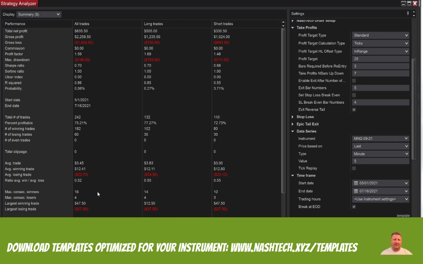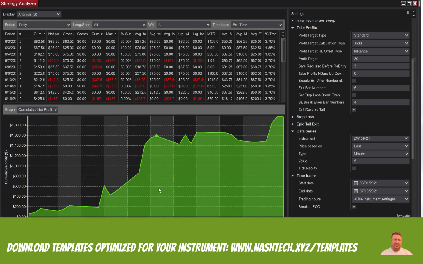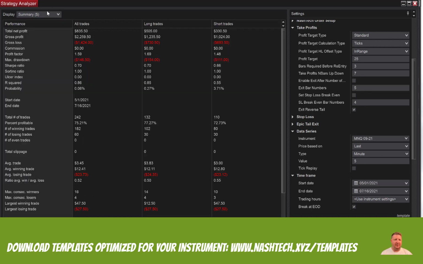I think the MNQ from an equity curve standpoint was next. Well, actually, maybe not. This kind of equity curve, I don't know. It's okay. It's great. We like to see green, right?